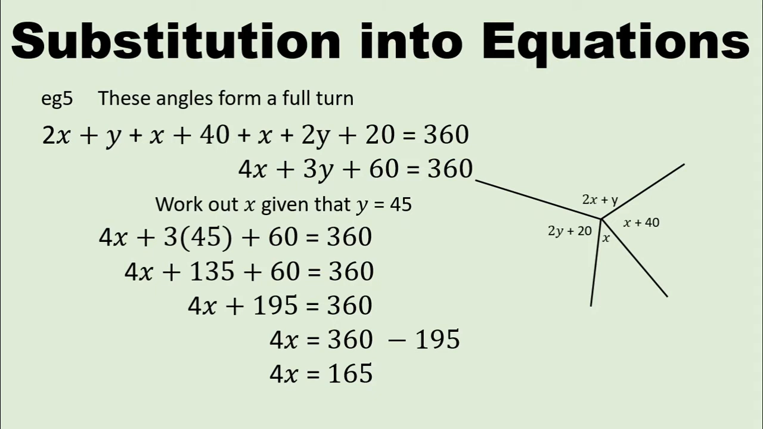165 divided by 4 is 41.25. So x must be 41.25. Now this is the perfect example of an equation where I've got several variables, but some of them are the same letter, so they represent the same number. All of these x's represent 41.25, and all of these y's represent 45 degrees. So if you wanted to check that answer, you could substitute 41.25 in for all of these x values and 45 in for all of these y values, and it should add up to 360 degrees.